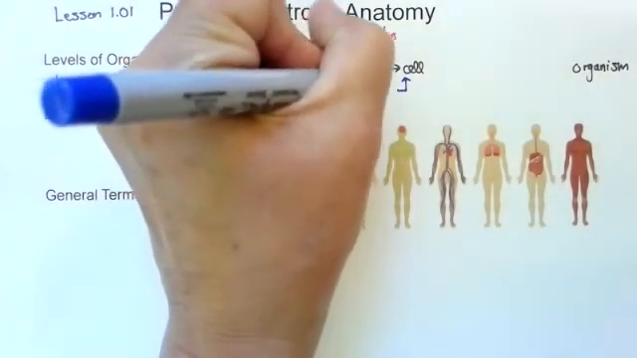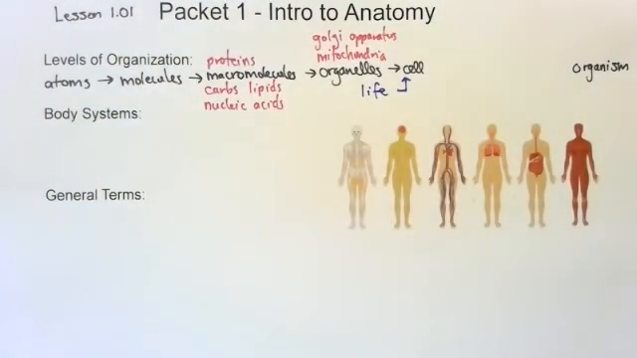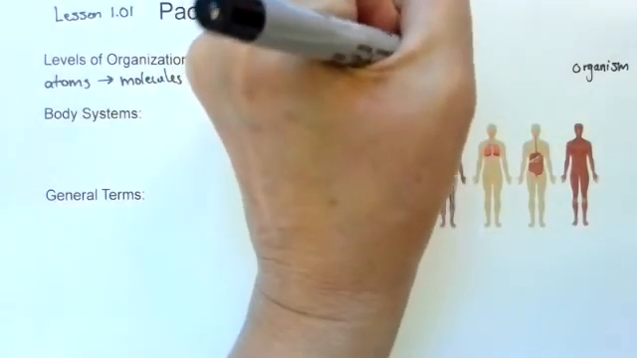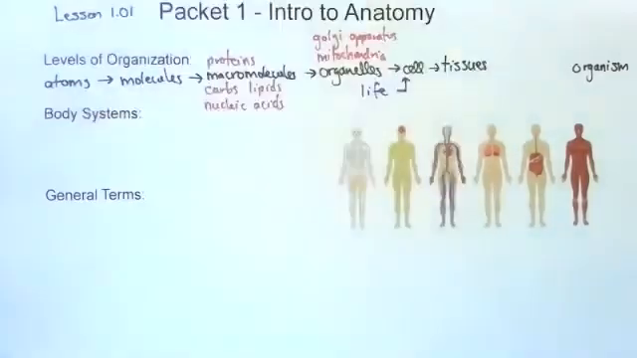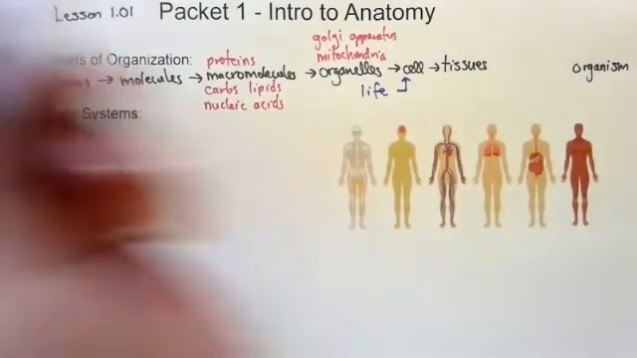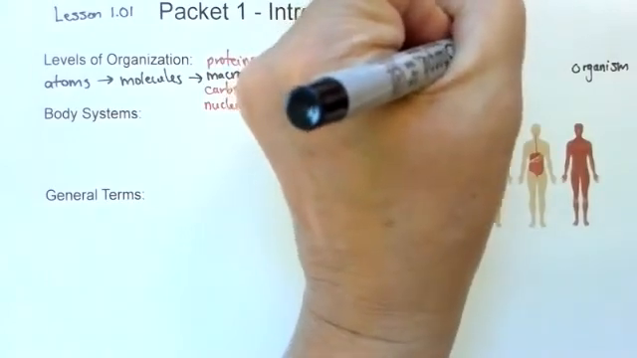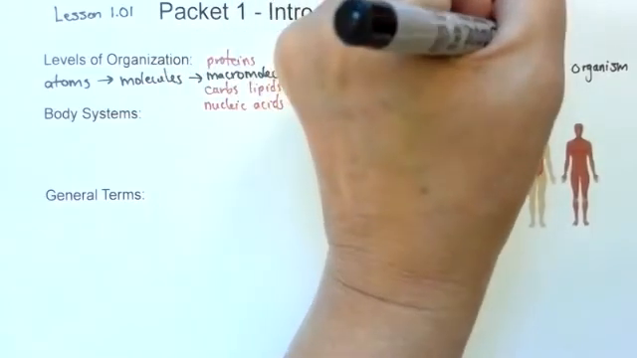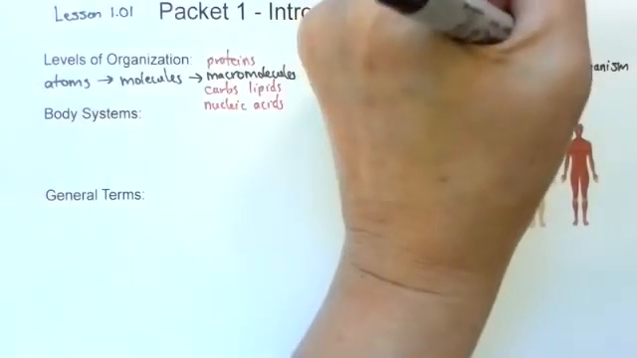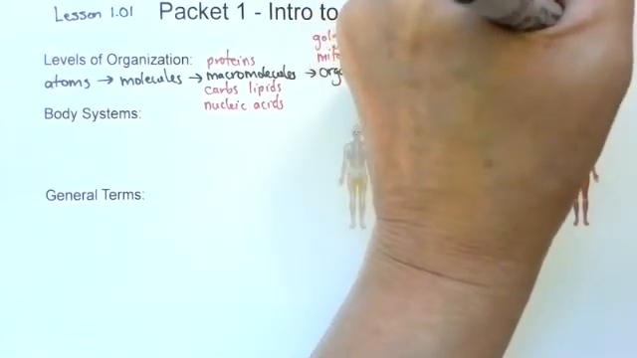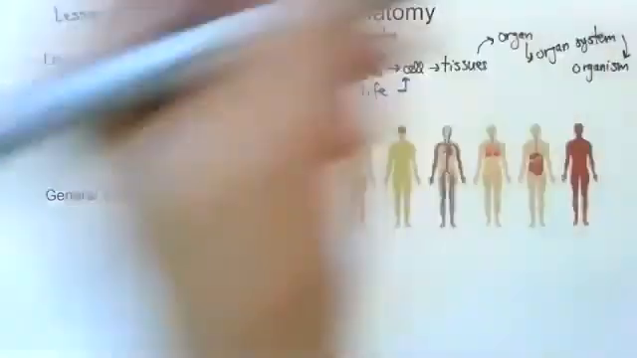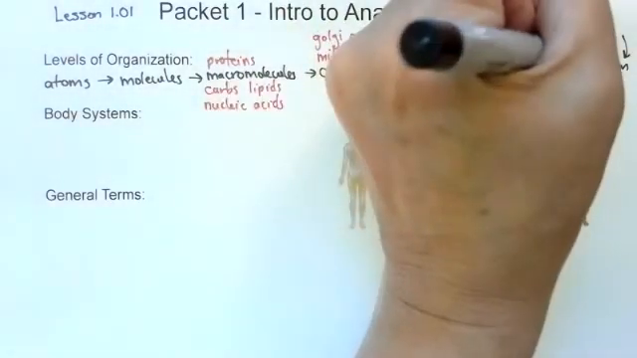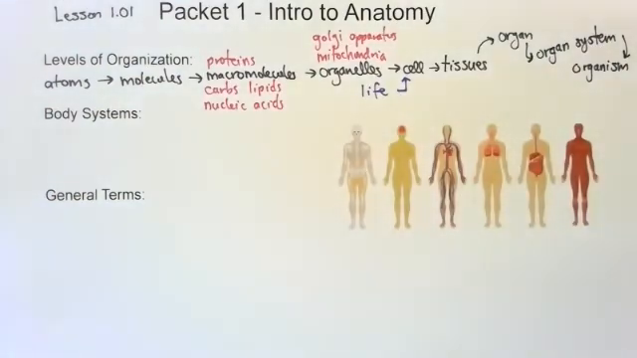This is the origin of life. So you can have a single cell that's alive. If we take 2 or more cells together, we get tissues. If we put 2 or more tissues together, I'm going to run out of room, we get an organ. If we have 2 or more organs together, we get an organ system. And then if you put all the organ systems together inside of one living thing, you have an organism.